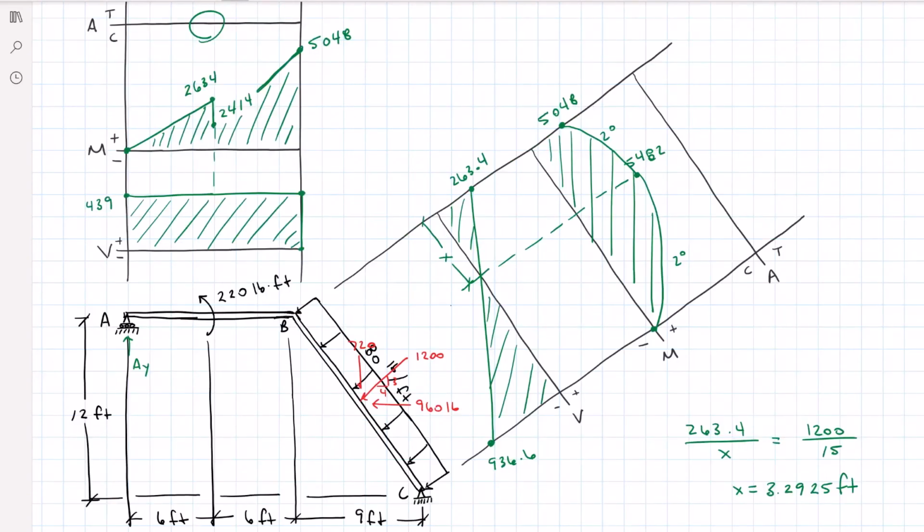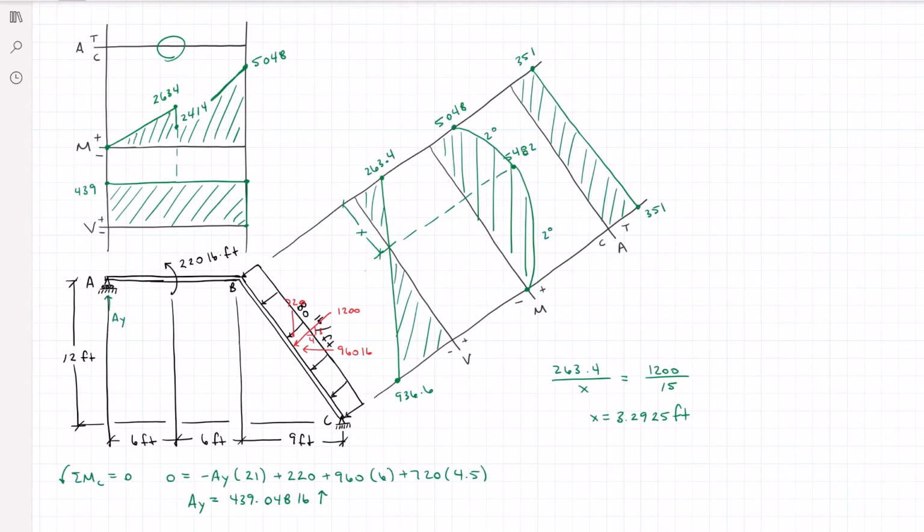My axial force diagram is a constant tension force of 351 pounds. And here it is, the final product of all the shear, moment, and axial diagrams.